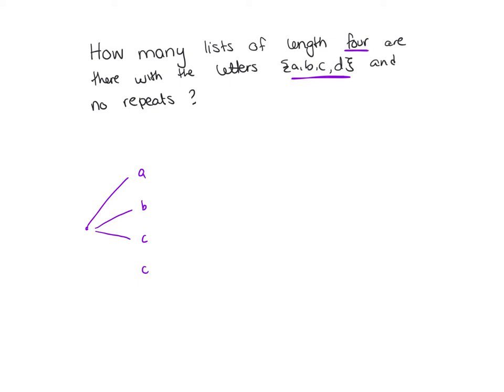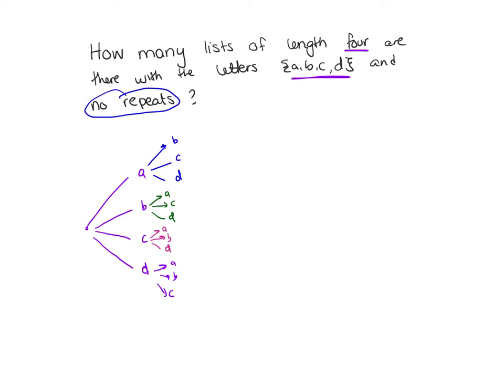So there's four options. But now, depending on what I chose, because there's no repeats, I'm going to have different options next. So if I chose A, then I'm going to have B or C or D. If I chose B, then I'll have A or C or D. If I chose C, I have A, B, or D. And if I chose D, then I'll have A or B or C. So the important thing to notice here is that even though I have different options for each of these, I'm always still going to have three options. So even though the options themselves are different, the number of options is the same.